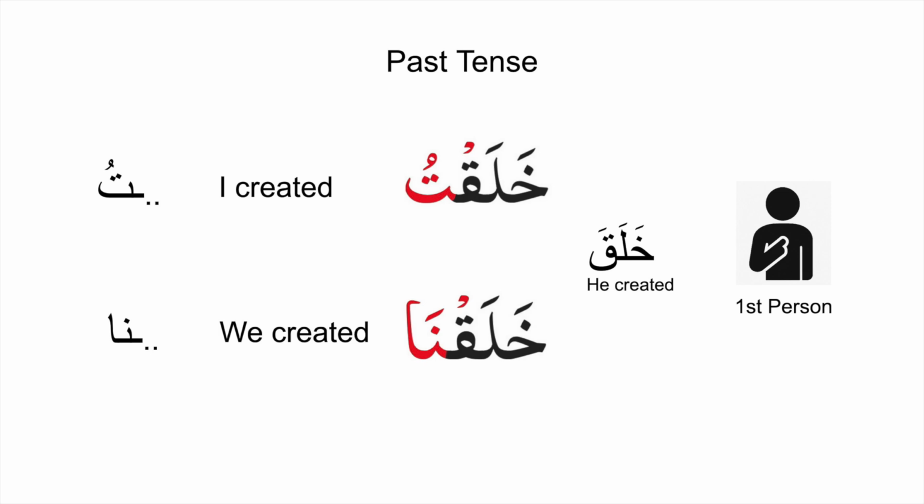When the speaker is I, the meaning changes through the ending. When we add tu, it becomes khalaqtu, which means I created. When the ending changes to na, it becomes khalaqna, which means we created. The base verb stays the same. The ending tells you who the action is talking to.